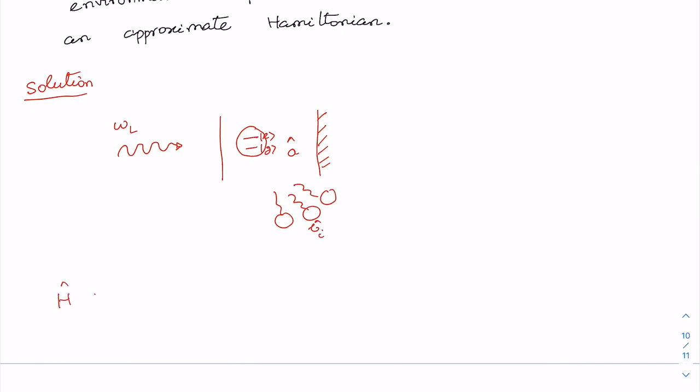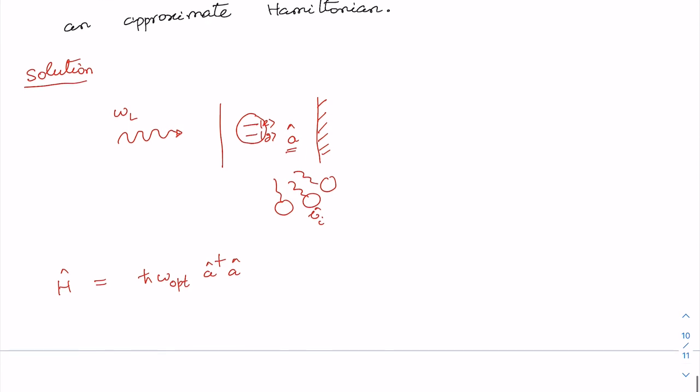First of all, let me consider this optical mode. This optical mode is a harmonic oscillator, and it has a frequency omega optical. So the energy of this mode would be h cross omega optical a dagger a. This is the first part of the Hamiltonian, referring to the energy of the optical mode. Then the atom, we can model it as a two-level atom as we have already seen. So this is h cross omega atom sigma z by 2.